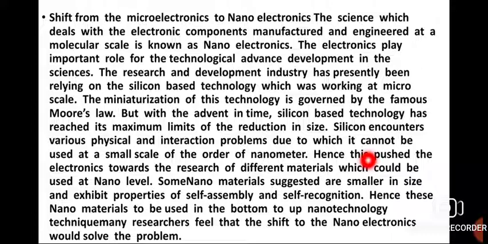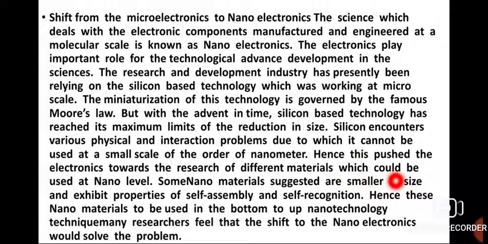The research and development industry has presently been relying on silicon-based technology, which was working at micro scale. You know that Moore's law is used for miniaturizing technology, which has developed from the old era up to the new era. But with the advent of time, silicon-based technology has reached its maximum limits of reduction in size. Silicon encounters various physical and interaction problems due to which it cannot be used at a small scale of the order of nanometer.